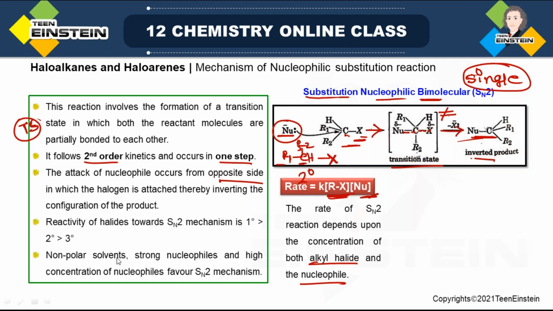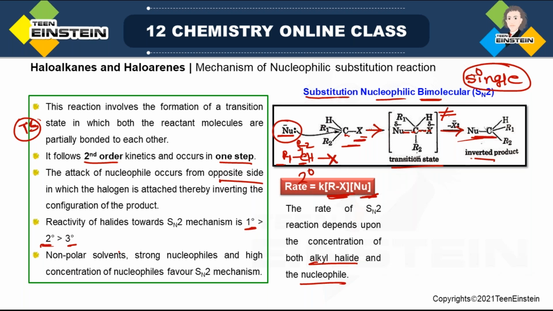Now the reactivity order of halides, that is alkyl halides, in case of SN2, is completely reversed. Now 1 degree first, 2 degree next, and 3 degree last. In the previous case, we have seen it is 3 degree, 2 degree, 1 degree, but now it is reversed, and that has to be.